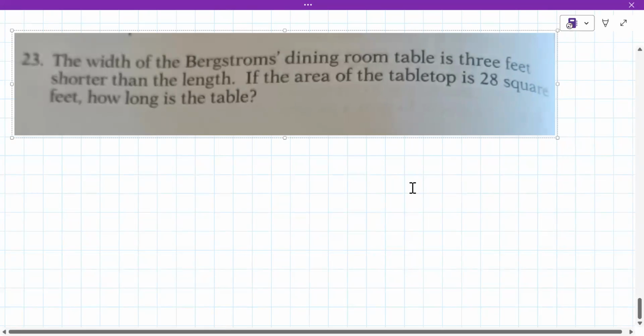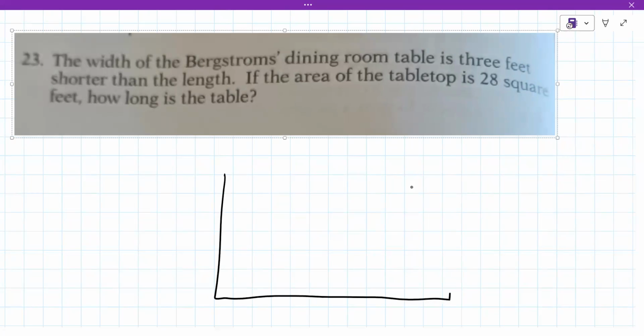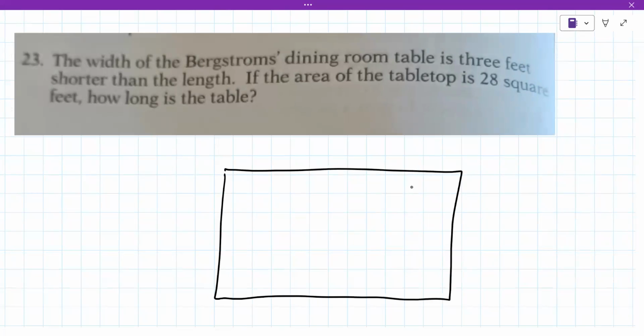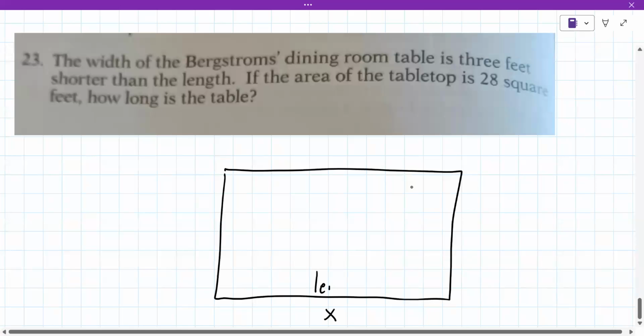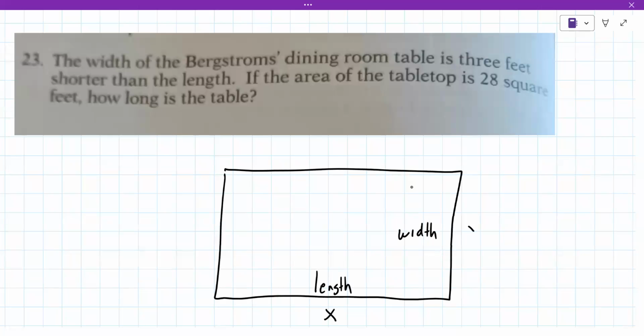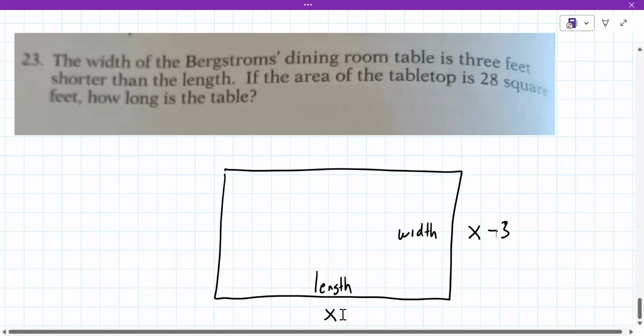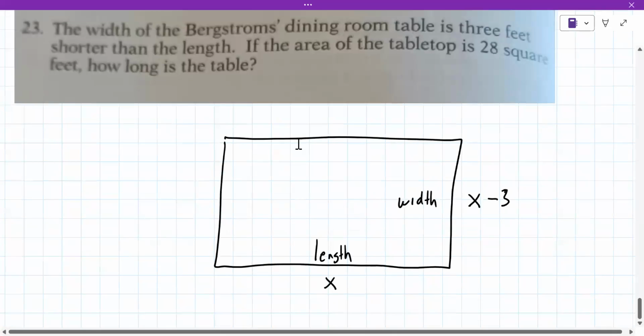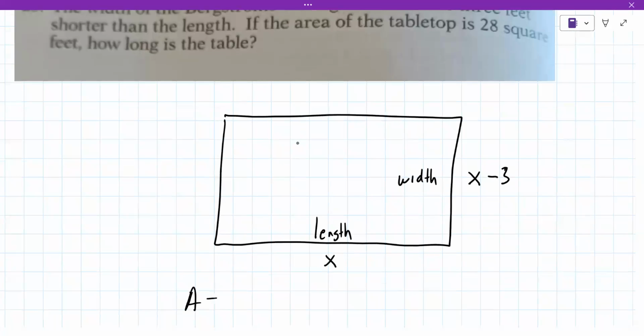All right. The width of the Bergstrom's dining room table is 3 feet shorter than the length. So here's the length, and then here's the width. And the width is 3 feet shorter than the length. So let's say the length is 7. The width is 7 minus 3, which is 4. Okay, but we're not going to do it that way. It's not a guess and check problem. The area is 28. So the area is length times width.